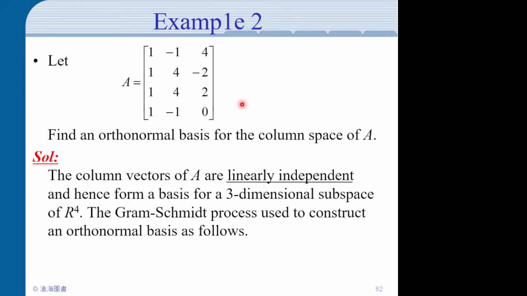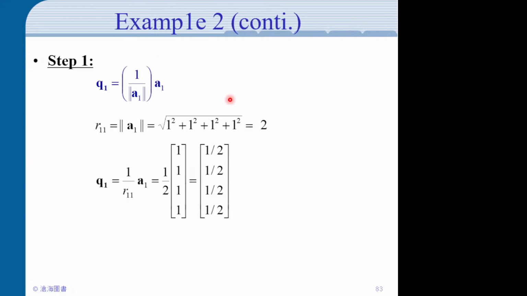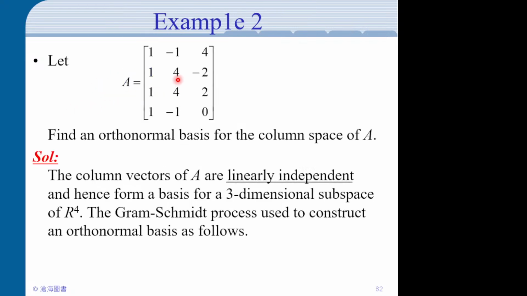Okay. And so let's just go through this with numbers. First, the first vector is this vector. As we said, Q1 here, we usually use Q instead of U, but Q1 is just the normalized first vector.